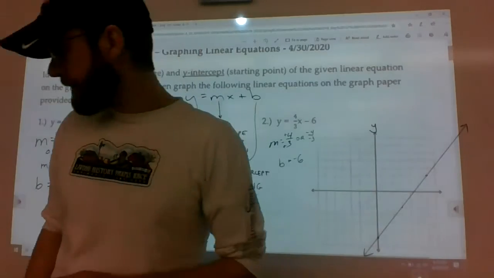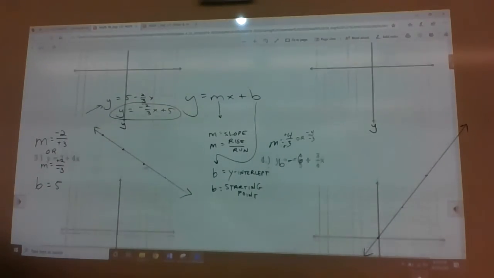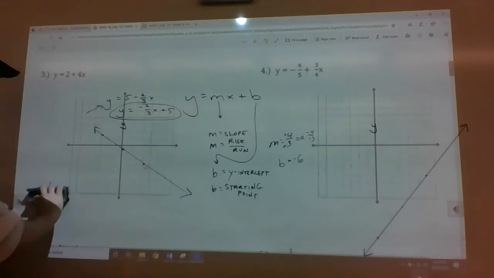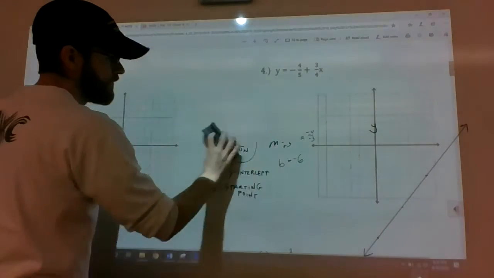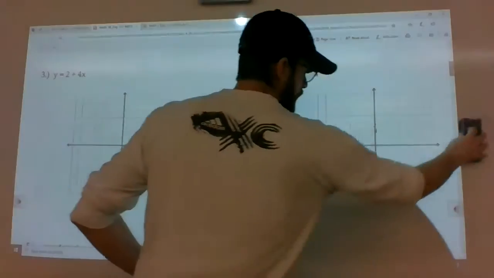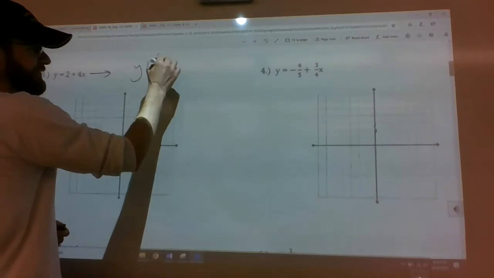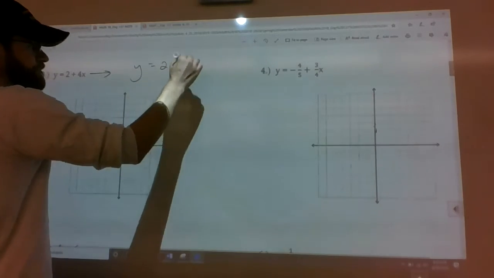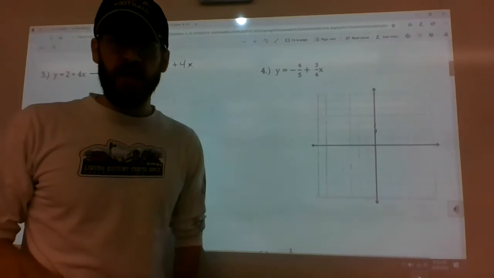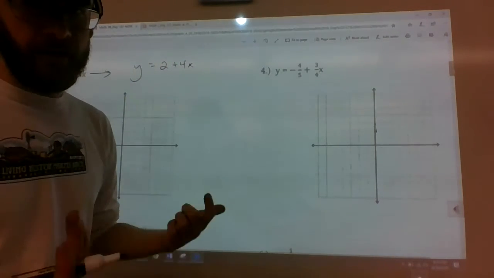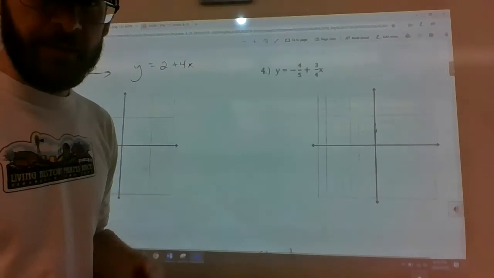Let's check out a few others. The only thing different about number 3 is that it's nothing but whole numbers. And a lot of times that throws students off. When they just see 2 plus 4x, they're like, I don't know, maybe the starting point's 2, maybe the starting point's 4.